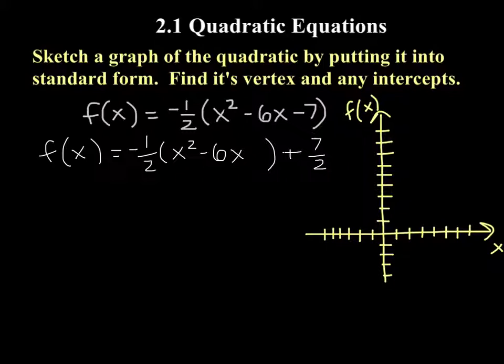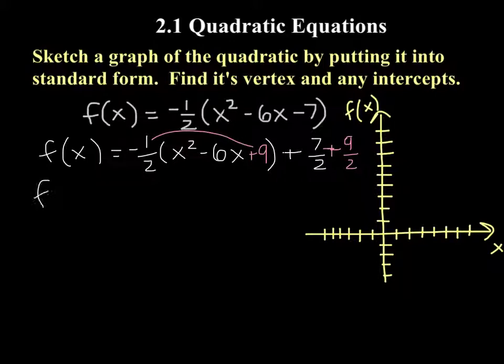Then I'm going to add half of b squared, so I'm going to add 9. But I really added negative 9/2, so I'm going to add 9/2 out here to cancel that out. So once again, I added 9 on the inside, but it was really negative 1/2 times 9, if you can see. So I added negative 9/2, so I have to do the opposite and add 9/2.